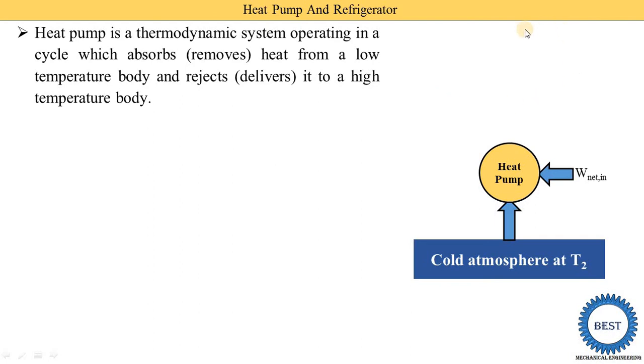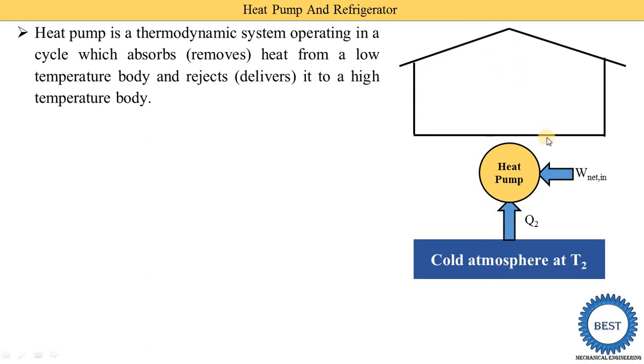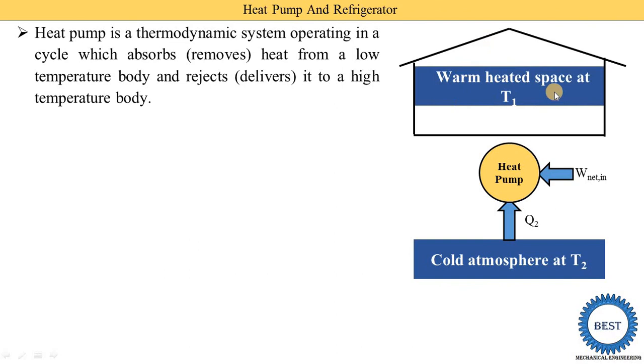We know that in the upper part there is a source, and in the source there is a higher temperature. Here we absorb Q2 quantity of heat. In different books, different notation is given, but generally we use the two terms for the sink portion, and for the source portion we use the one, for the heat engine, heat pump and refrigerator. So this does not cause any confusion in our minds. Now at the upper part, in the source, there is a warm heated space at the temperature T1, because we require heating. So the heat pump is used for heating purposes.